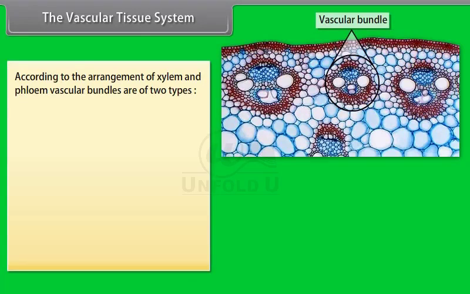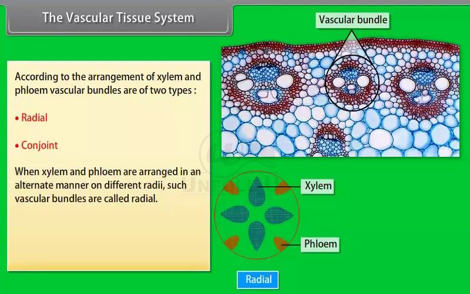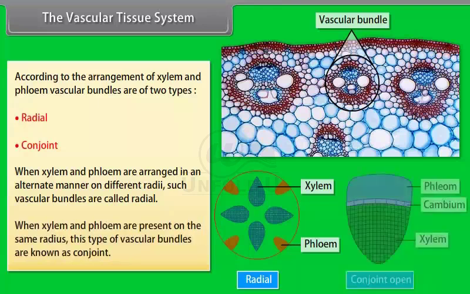The vascular tissue system. According to the arrangement of xylem and phloem, vascular bundles are of two types: radial and conjoint. When xylem and phloem are arranged in an alternate manner on different radii, such vascular bundles are called radial. When xylem and phloem are present on the same radius, this type of vascular bundle is known as conjoint. Anatomy of dicotyledonous and monocotyledonous plants.